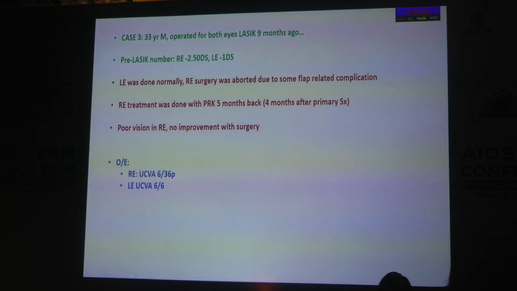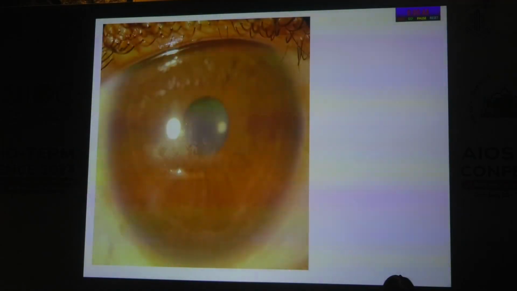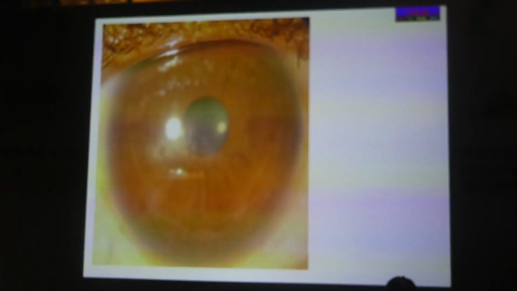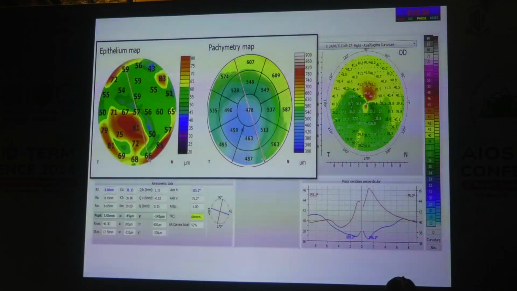Again, right eye uncorrected vision is 6 by 36 partial. Autoref is showing a high cylinder, -5 cylinder in the right eye. And look at the right eye, there's a lot of scarring, and you can see an epithelial breakdown in the center. You can see a crab claw kind of appearance on topography. Epithelial map is very irregular. You can see a lot of hypertrophied areas of epithelium.